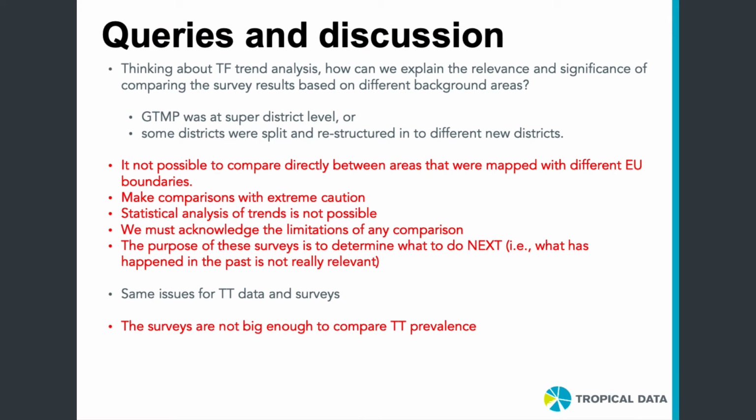Thinking about TF trend analysis, how can we explain the relevance and significance of comparing the survey results based on different background areas? GTMP surveys were done in some countries at super district level, or some districts have subsequently been split or restructured into new districts. It is not possible to compare directly between areas that were mapped with different EU boundaries. Make comparisons with extreme caution. Statistical analysis of trends is not possible. We must acknowledge the limitations of any comparison. The purpose of these surveys is to determine what to do next, i.e., what has happened in the past is not really relevant.